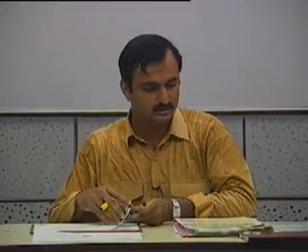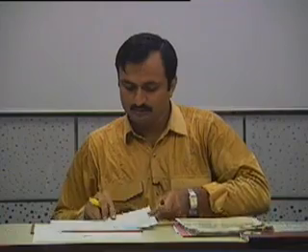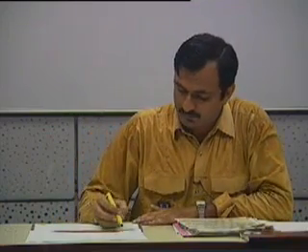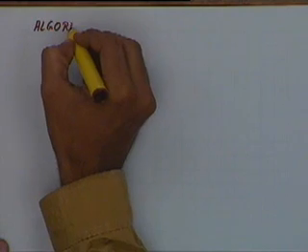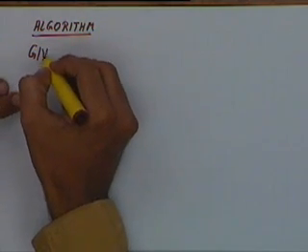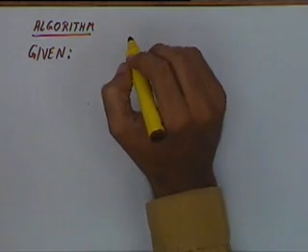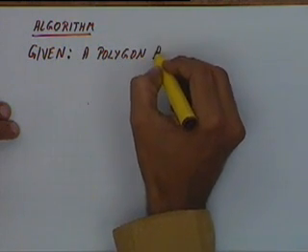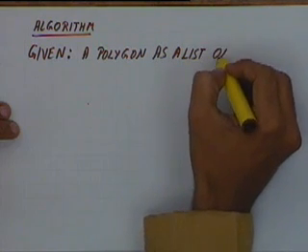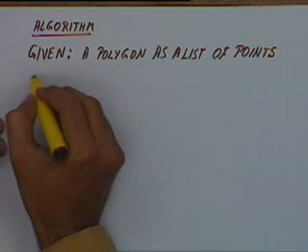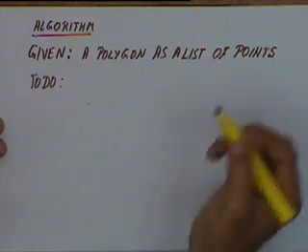How do we do that? Let us see the algorithm. Algorithm for scan conversion of polygons. What is given to us? A polygon has a list of points. Again, what is the aim? To fill the polygon.